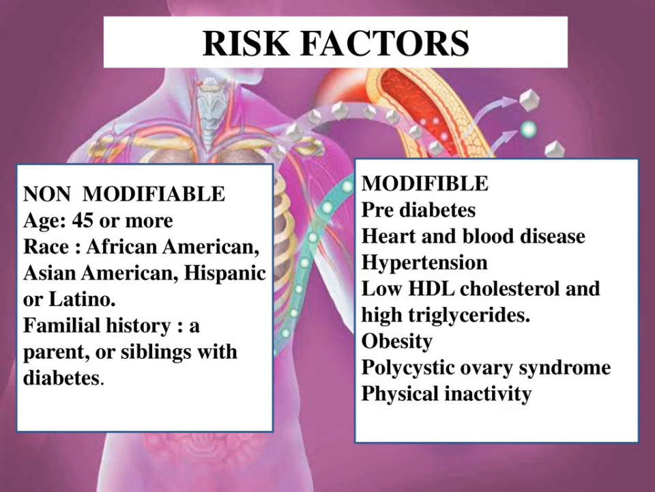Regarding the risk factors for diabetes mellitus, first we divide them into two types: non-modifiable and modifiable. Non-modifiable means they cannot be changed. Modifiable means we can change the factors. Age is 45 or more. Race: African American, Asian American, Hispanic and Latino peoples are commonly affected with diabetes mellitus. With a family history of parents and siblings with diabetes, we are prone to the risk of diabetes mellitus.